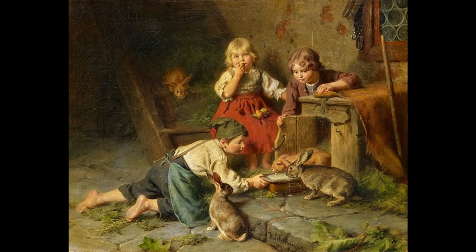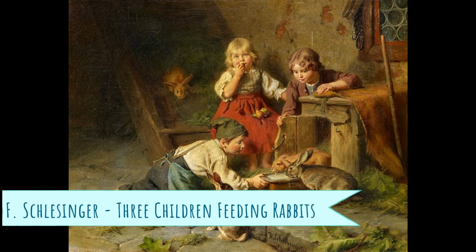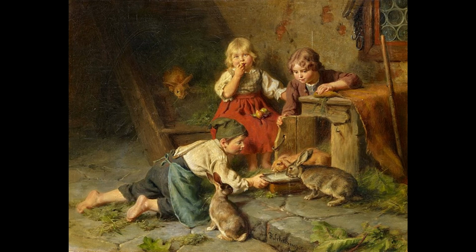And last, we have Felix Schlesinger. He was a painter of genre scenes who was born in Hamburg, Germany in October of 1833. He lived for several years in Paris before finally settling in Munich. In his scene, we see 3 children feeding rabbits. Again, he was a genre painter. He painted scenes of everyday life back in the times that he lived in.